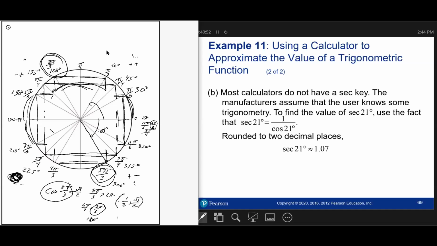The TI-30A is just a basic scientific calculator. You can get a more fancy one, but I have a basic one.